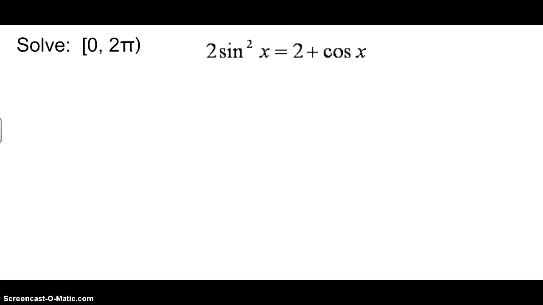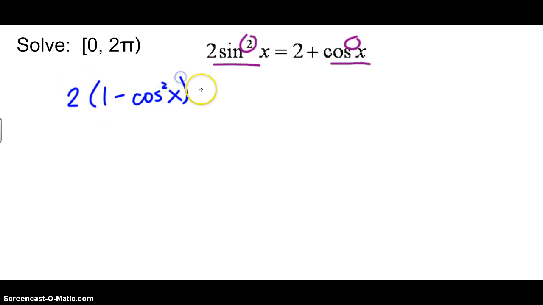Alright, last one. We've got a mix of sines and cosines and a mix of powers. So I can't do my dividing trick that I did on the last one. I've got this addition over here and I've got this difference of powers. So instead I'm going to substitute in order to get everything in terms of one trig function. I'm going to get everything in terms of cosine, because it's going to be pretty quick to replace a sine squared with a 1 minus cosine squared.